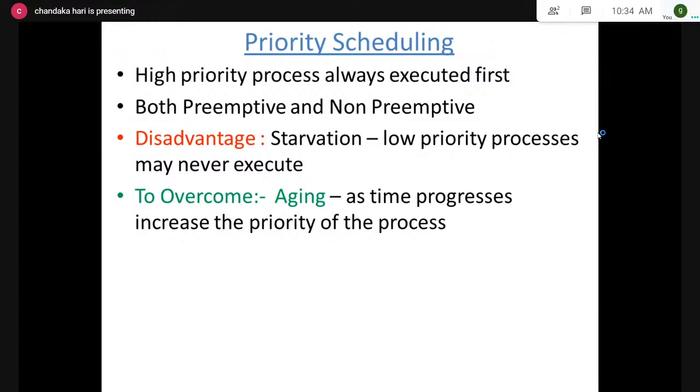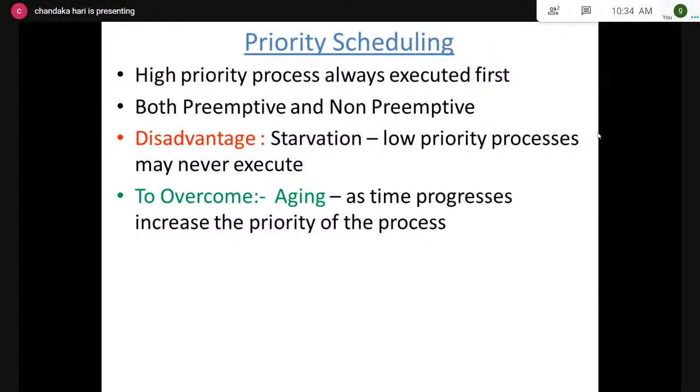In this also we have both preemptive and non-preemptive scenarios. If all the jobs arrive at the same time, then we schedule the jobs in a non-preemptive manner. If at every clock pulse we consider the jobs, then it is a preemptive scheduling algorithm. Now, what is the main disadvantage of this particular priority scheduling algorithm?